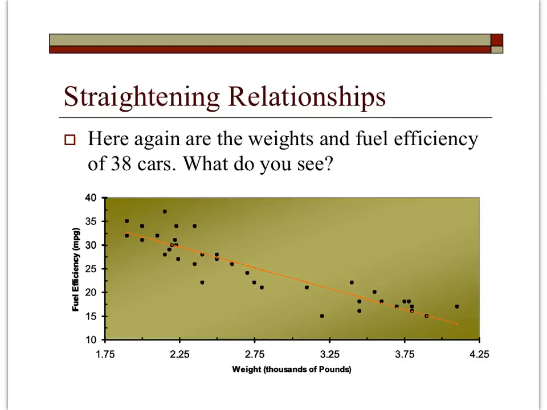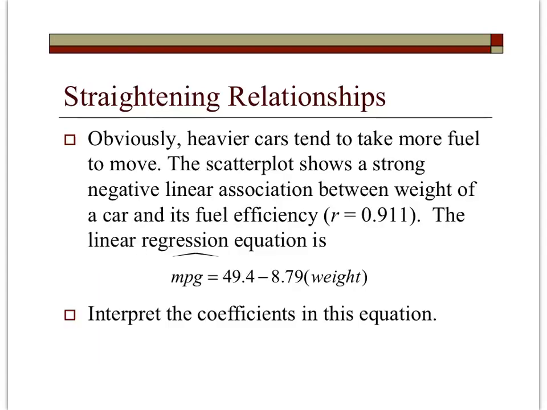So earlier we did a problem where we talked about the weights of cars and the mileage, the weight of the car versus the fuel efficiency, like miles per gallon went down as the weight of the car went up. Now when you look at this, it looks pretty straight. So we ran a linear model and we got this regression model. And here's our linear model for this relationship.